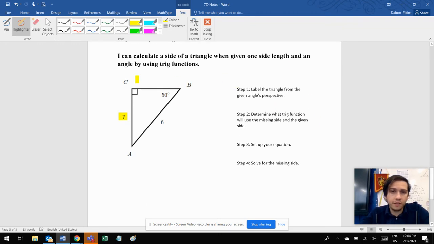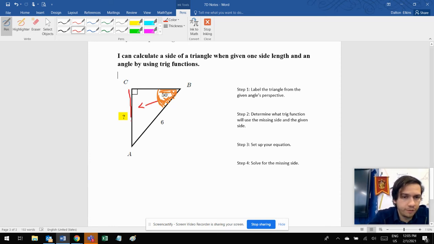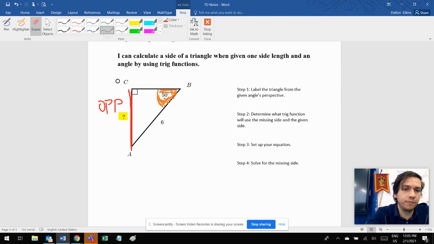The first thing we want to do is label the triangle from the given angle's perspective. Almost all the problems that we've done here have started with this, right? Here's the angle that we have. This angle B is a 50-degree angle. I want to label every single side from B's perspective. So starting with moving across from it, this side, actually the unknown side, is the opposite side. So we're going to want to use the opposite side because that's the side that we're looking for.